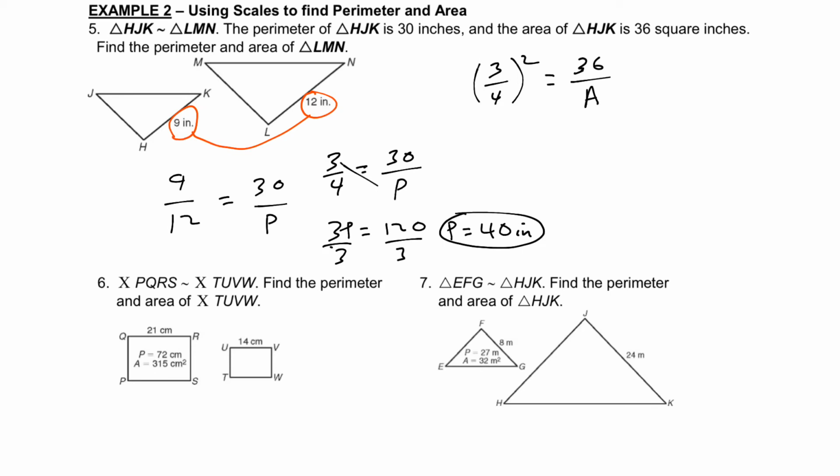Squaring 3/4, that would be 3/4 times 3/4. So we have to square the numerator, so 3 squared would give us 9, and 4 squared in the denominator would be 16, and then that would equal 36 over A.